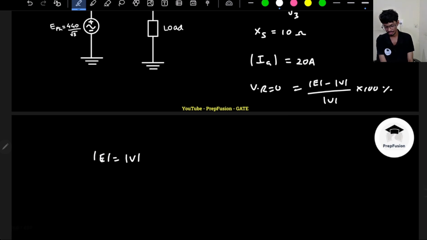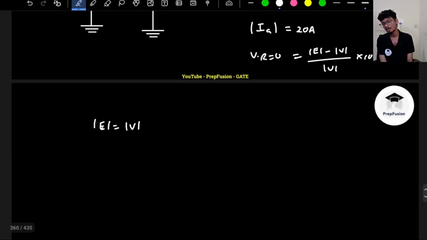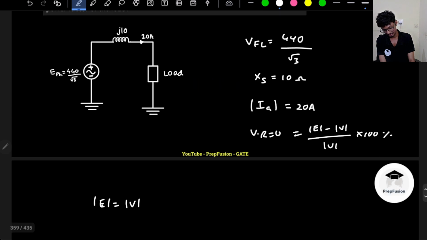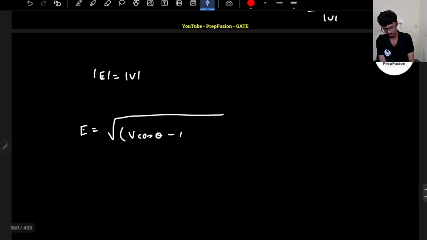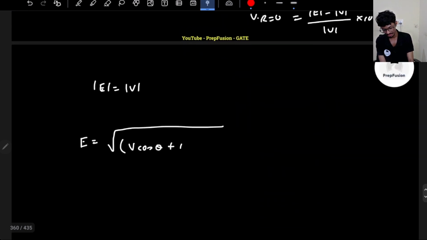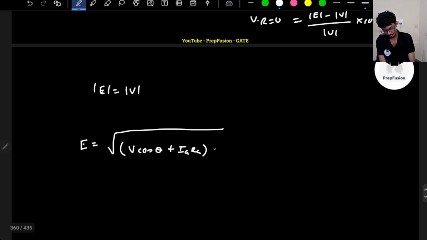When is it possible? For leading load, do you remember how magnitude of V can be higher than magnitude of E? If you remember the formula for magnitude of E in case of a leading load, it was the square root of V cos theta plus IA RA, whole square, plus V sin theta minus IA XS, whole square. Remember there is no resistance here.